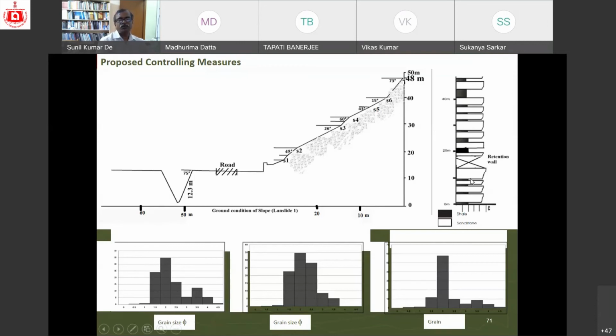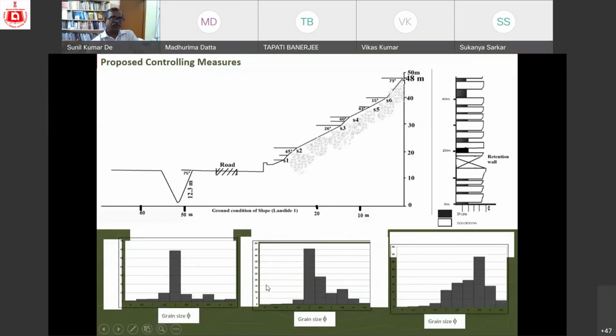So when we are going to propose, we will not commonly suggest that this should be done, that should be done. This is not the way. We have to supply the scientific material for taking the necessary measure for the individual slope. Now, these are the grain size analysis of the soil samples collected from the different segments, the number of slopes and number of segments.